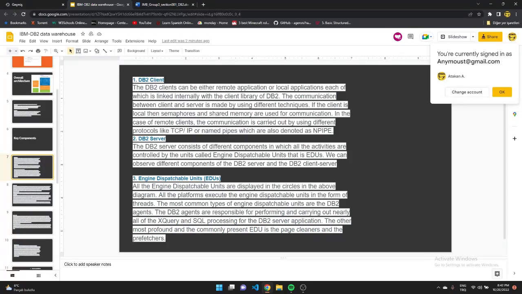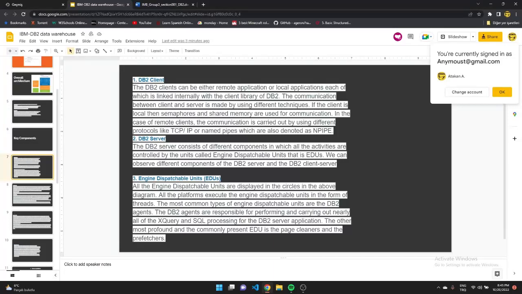The DB2 server is the second component. All the activities are controlled by EDUs, or engine dispatchable units, and we can observe the different components of the DB2 server and client within these. All platforms execute the engine dispatchable units in the form of threads. Threading is also a parallel process, so once we consider that, this makes sense for a warehouse.